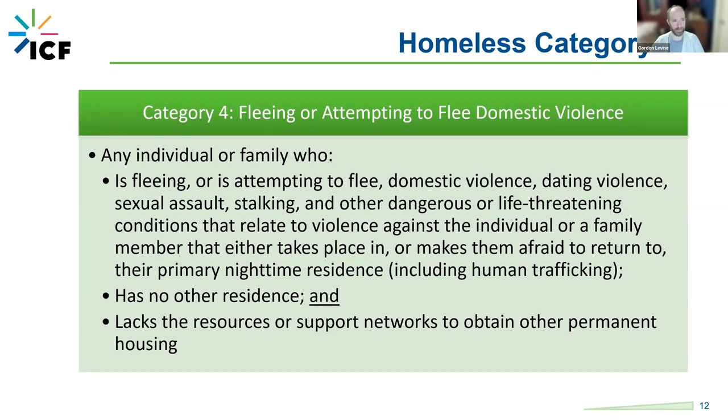And C, they lack the resources and support networks to obtain other permanent housing. It's a little more complicated than that. The thing that I will say about this that folks often get wrong is that Category 4 is not in itself alone enough to qualify for eligibility in rapid rehousing. Under rapid rehousing, you have to hit Category 1. And if you were fleeing domestic violence, you should also qualify under Category 4 because it qualifies you for certain vulnerable protections, such as emergency transfer plan access. Next slide, please.